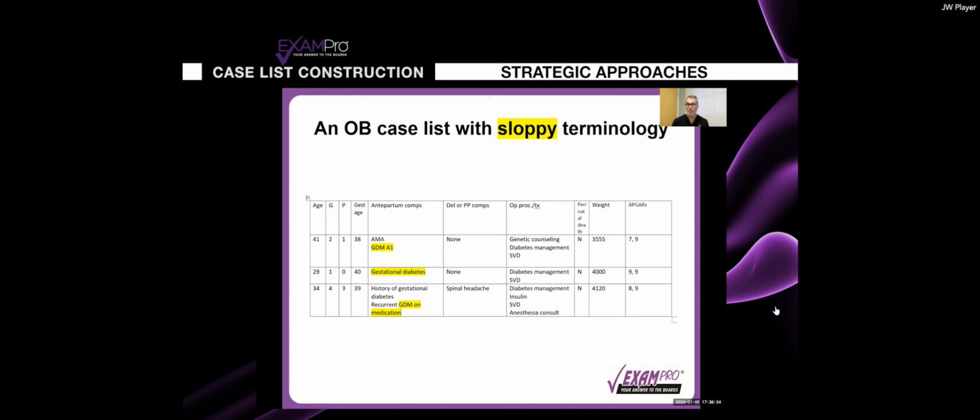The third one says GDM on medication. So this would be essentially GDM A2. It happens to be a case of recurrent GDM. And in the history, they say history of gestational diabetes, but when they say recurrent GDM, they say GDM. So again, use abbreviations, use them consistently, pick your term. It doesn't matter which of these 3 entries you choose.